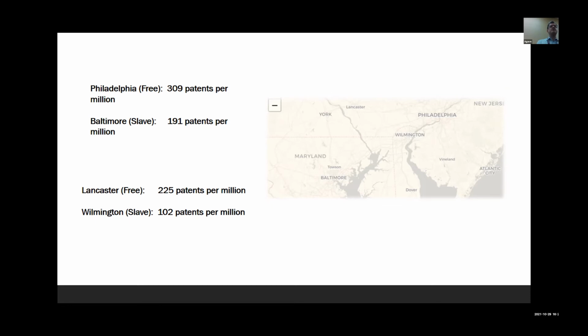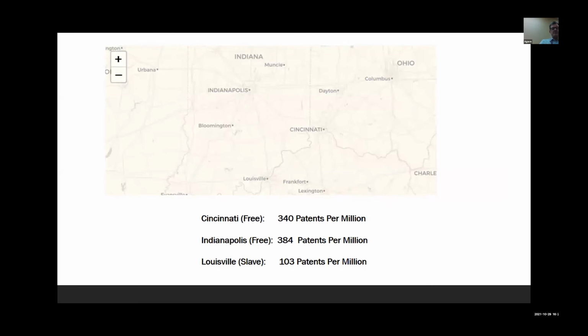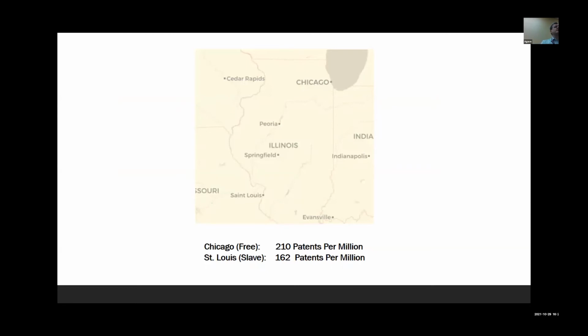Wilmington, Delaware, and Lancaster, Pennsylvania are similar in size, about 75 miles apart, but you can see that Lancaster is well ahead. You can see that in the Midwest, Cincinnati and Indianapolis are way ahead of Louisville, even though Louisville is relatively close to Indianapolis and Cincinnati. And in fact, Louisville is a significant manufacturing city as well, and so this makes this difference particularly interesting. And the same thing with Chicago and St. Louis. There are relatively few slaves in St. Louis, but nevertheless, patenting in St. Louis is well behind Chicago. Chicago has experienced tremendous growth in the 1850s, has a smaller manufacturing sector than St. Louis, but nevertheless is at least somewhat ahead in patenting.